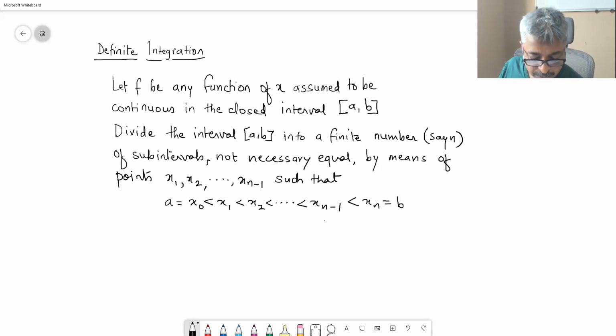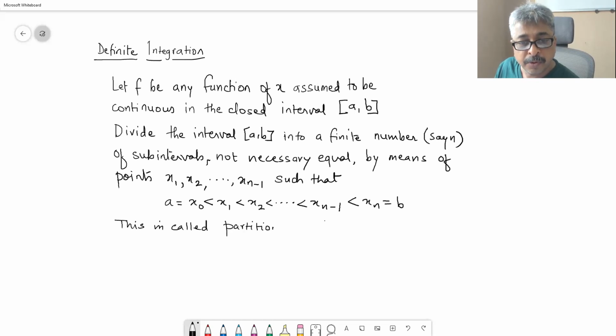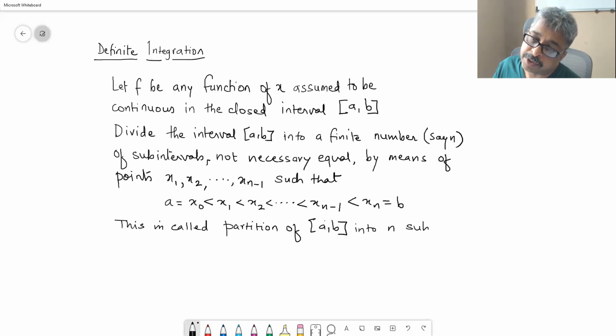It is very simple. This is called partition of interval a comma b into n subintervals.